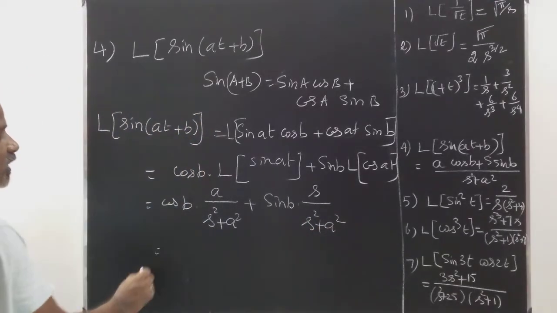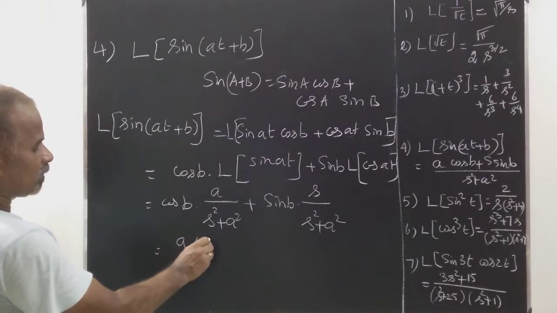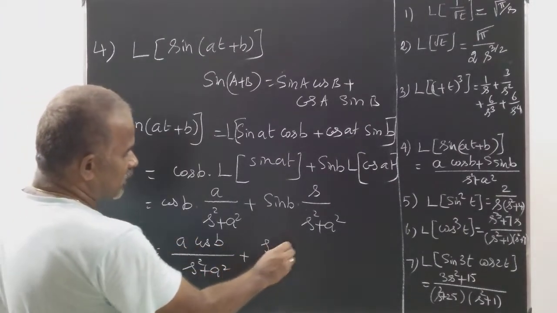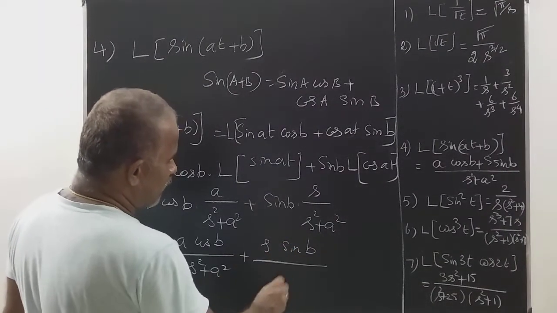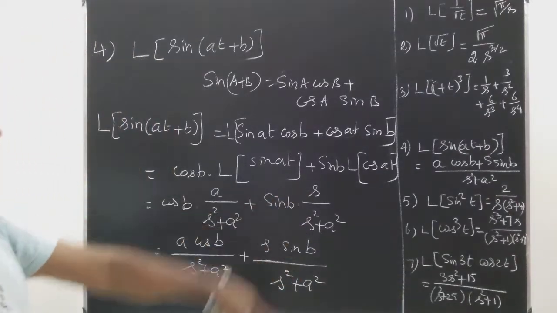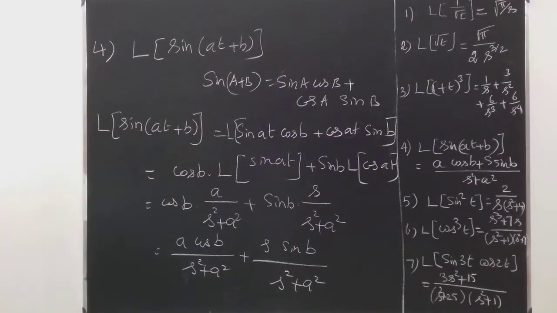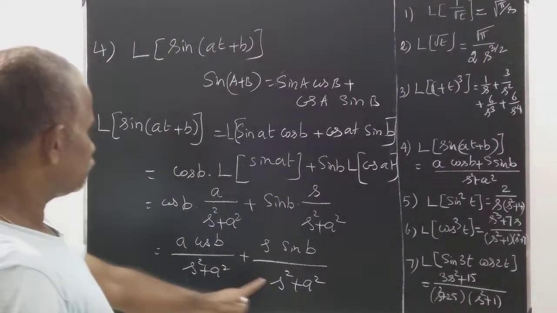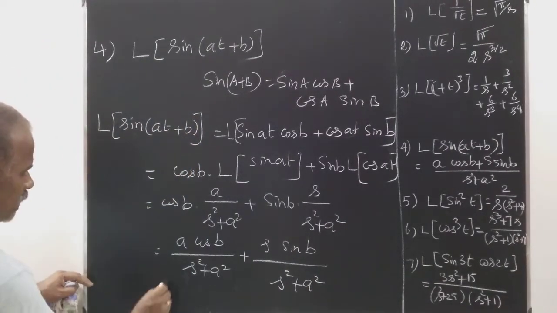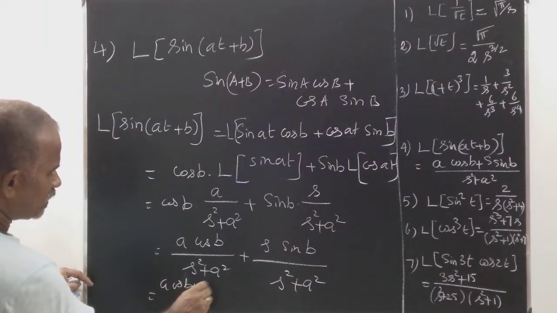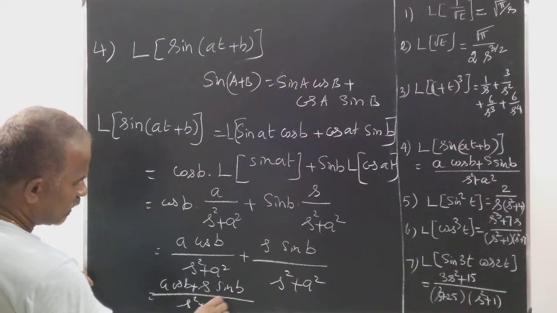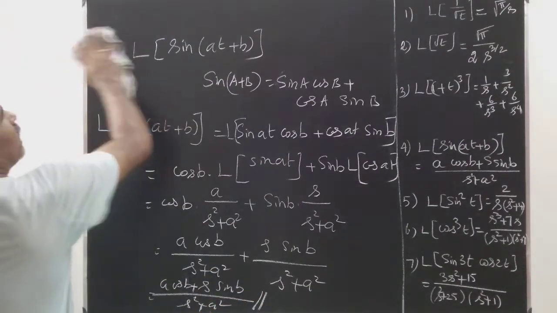So therefore a cos b divided by s square plus a squared plus s sin b divided by s square plus a squared. So this is our required Laplace transformation of sin at plus b. Okay. So again I can write, this is equal to a cos b plus s sin b divided by s square plus a square.